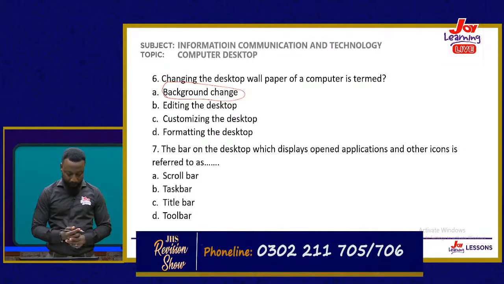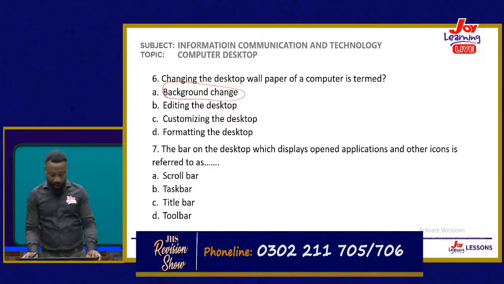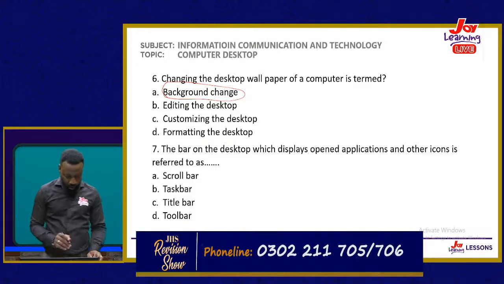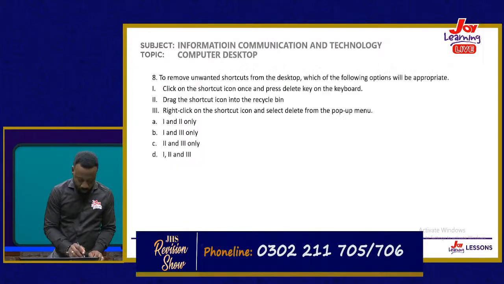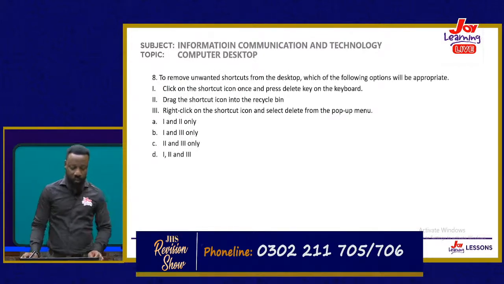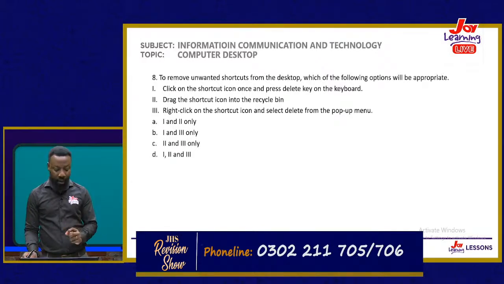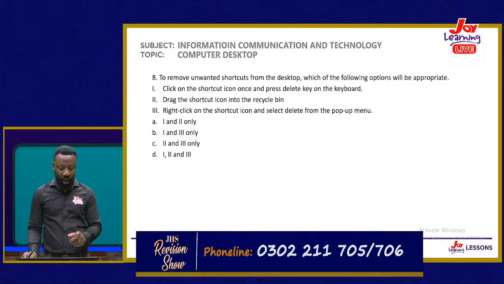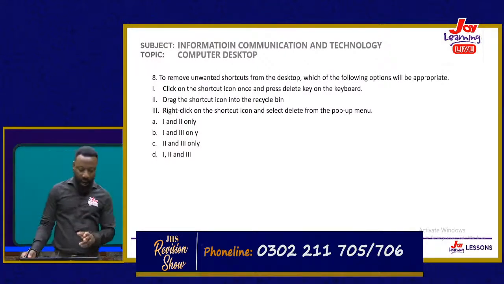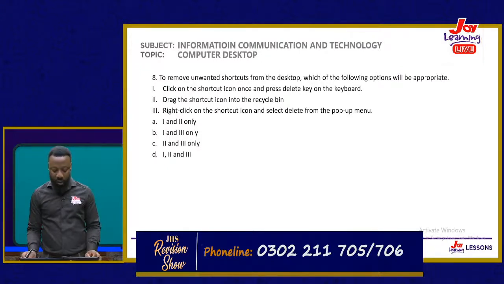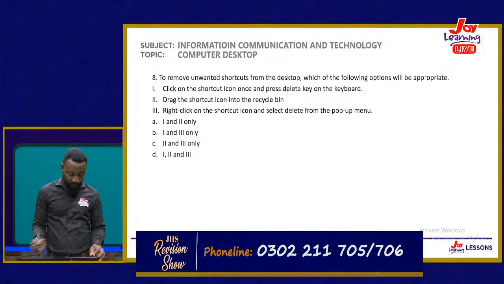Question 7. You have some few seconds left. Taskbar. Forty seconds left. Taskbar. Question 8. I can't see the question. To remove unwanted shortcuts from the desktop, which of the following options will be appropriate? I, click on the shortcut icon once and press delete on the keyboard. II, drag the shortcut icons into the recycle bin. III, right click on the shortcut icons and select delete on the pop-up. You have 10 seconds left.